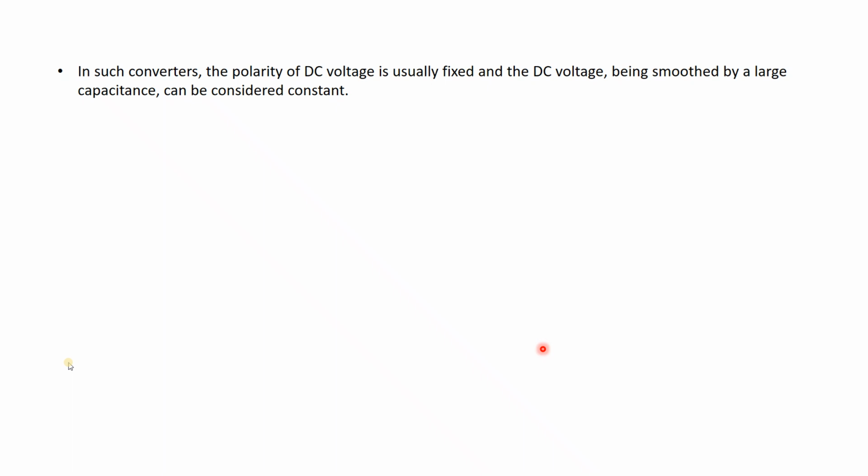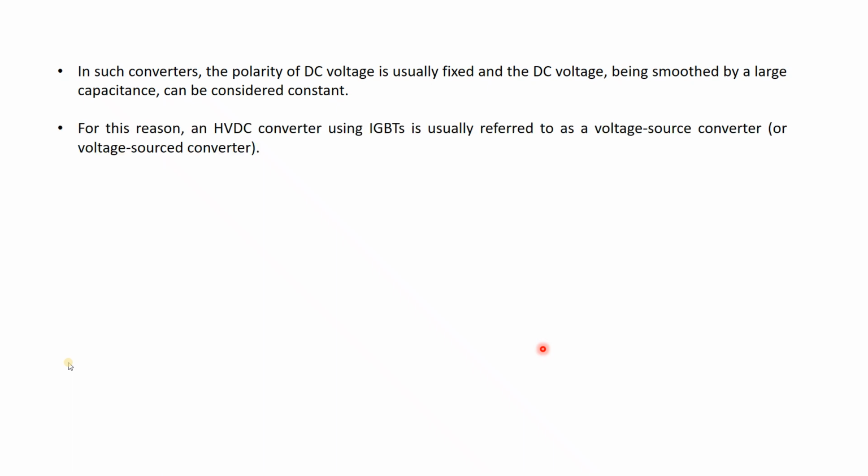The use of capacitors can also be reduced, though capacitors were generally used for smoothing, because perfect smoothing of the DC rectified voltage is not possible with a capacitor. For this reason, the HVDC converter using IGBTs is usually referred to as the voltage source converter. It is a voltage source converter because the DC polarity is fixed.